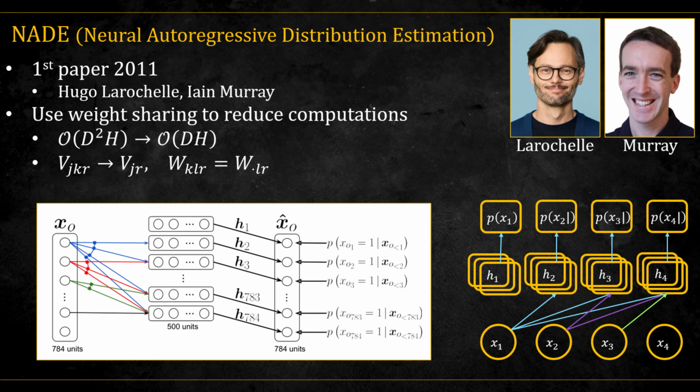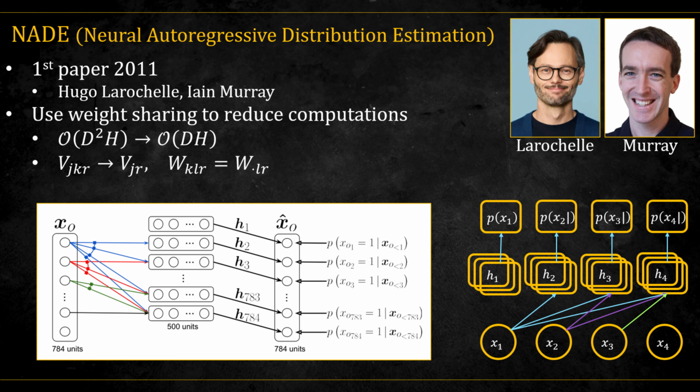This is what NADE, or Neural Autoregressive Distribution Estimation, does. The first paper was published in 2011 by Larochelle and Murray. Using weight sharing, they reduced the number of weights to O(dh). They placed two major constraints. The hidden to output layer connections only go from a single group to the corresponding conditional, so single arrows in this layer. And in the input to hidden layer, we share the weights.